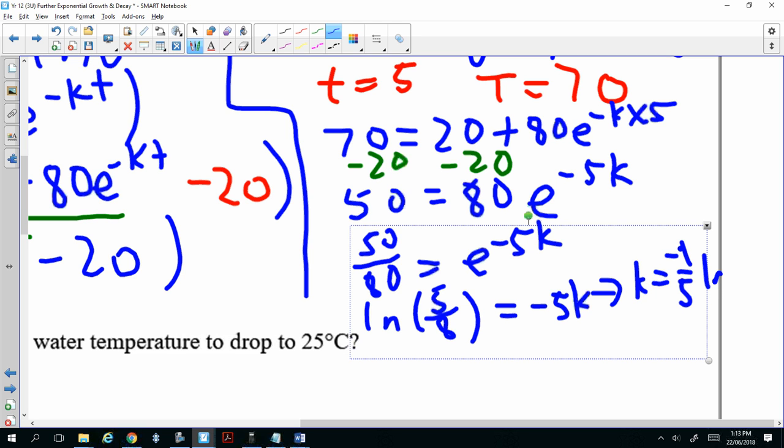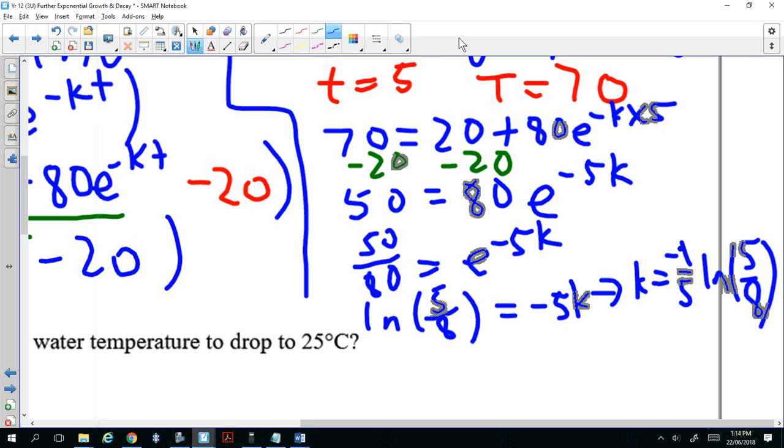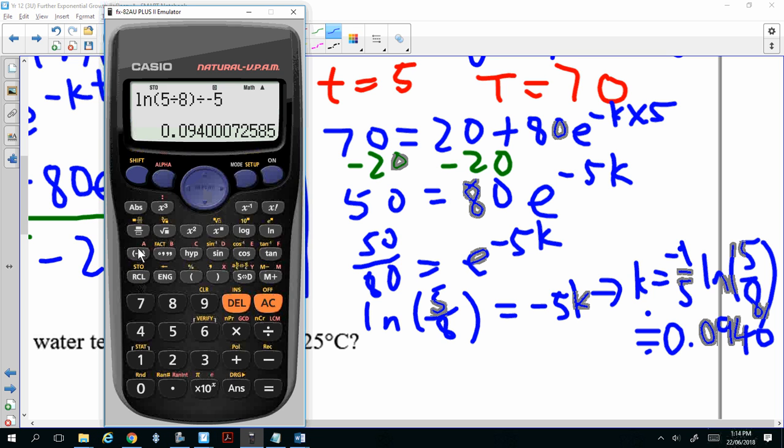Alright, use your calculator. And make sure you store that on a calculator. So we'll do ln 5 divided by 8, divided by 5, negative. Okay, 0 point something, so maybe round to 3 significant figures. Negative 0.0940. Okay. And you're going to store this on a calculator. You go Shift Store A. Alright, stores into A. Okay, which we'll use later on. Okay, any question? So it's pretty easy.